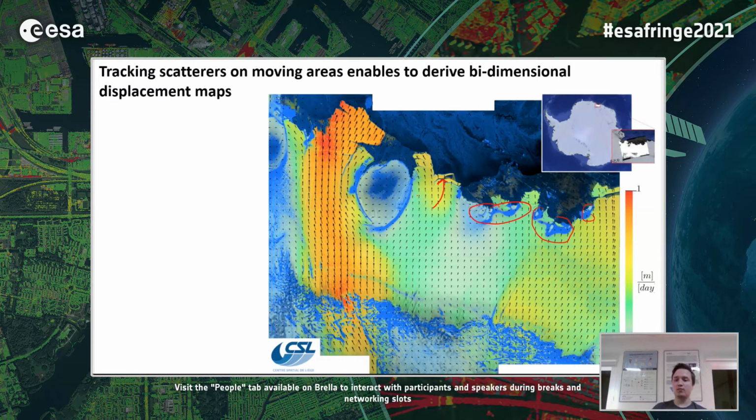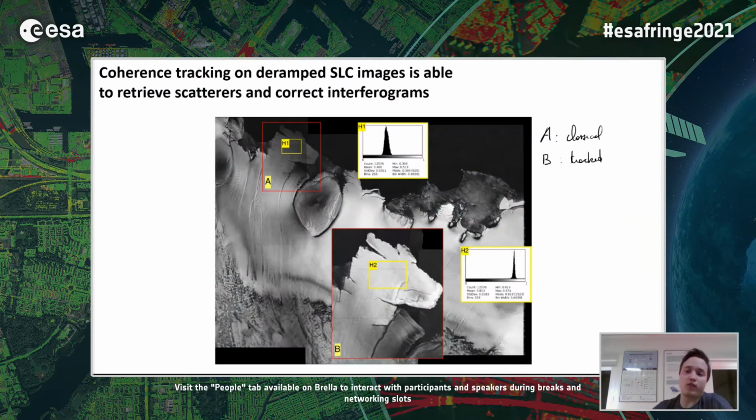But on top of this bidimensional displacement field, you have also recovered the scatterers. So now we are able to correct the phase information of the interferogram. So in this study, we compare the interferometric coherence using, let's say, classical interferometry, where you don't correct the displacement. And then we compute what we call the tracked interferogram, where we compensate for the displacement.